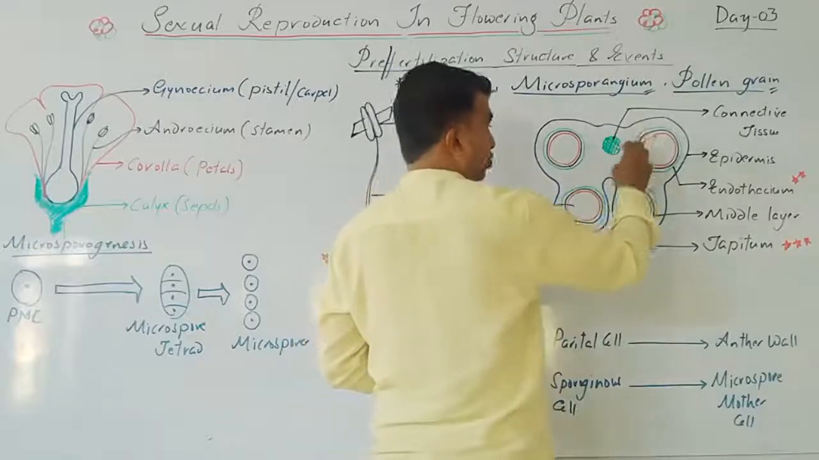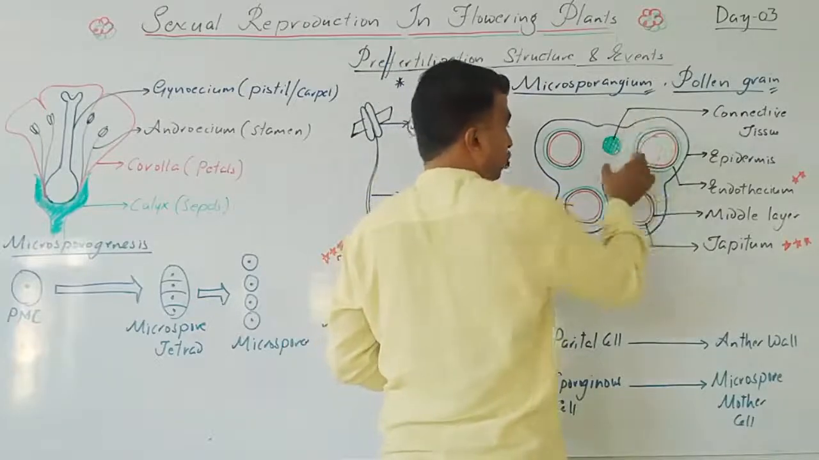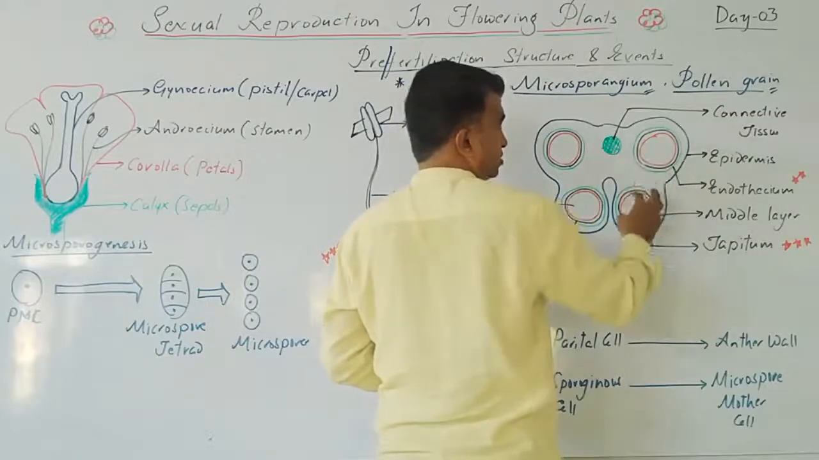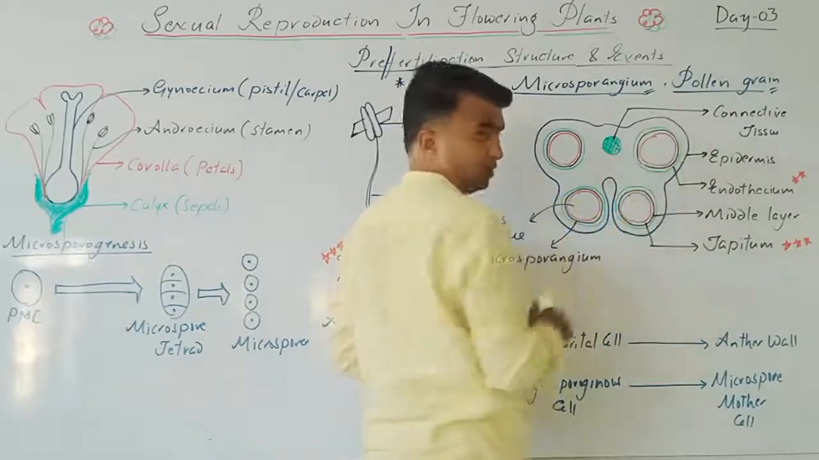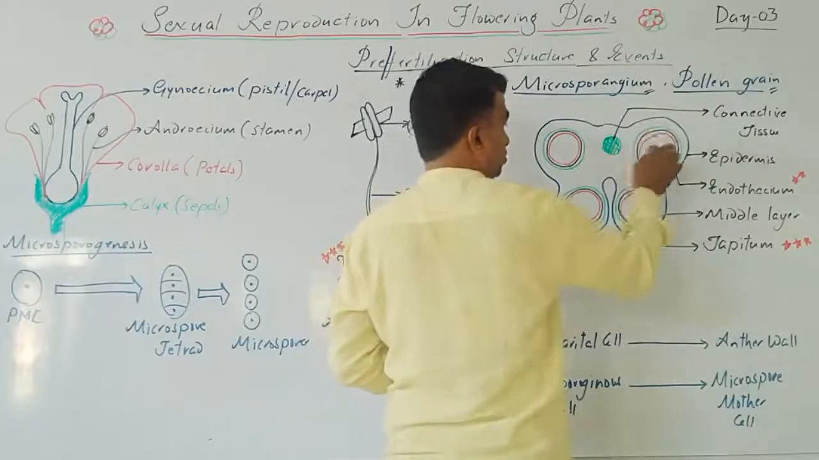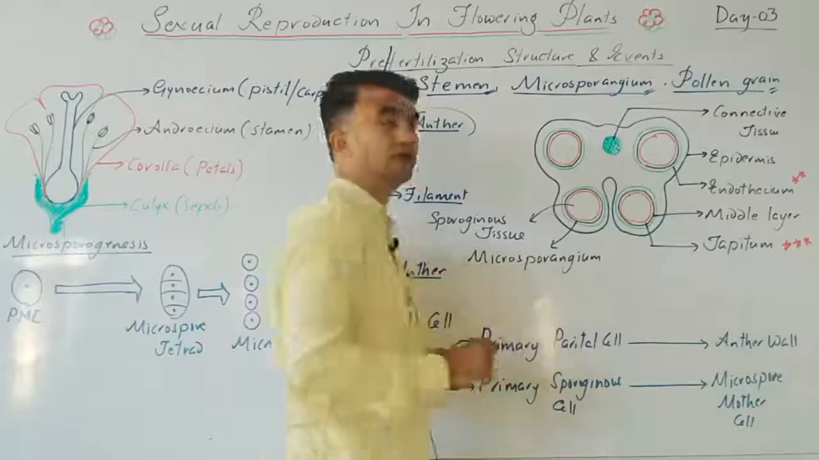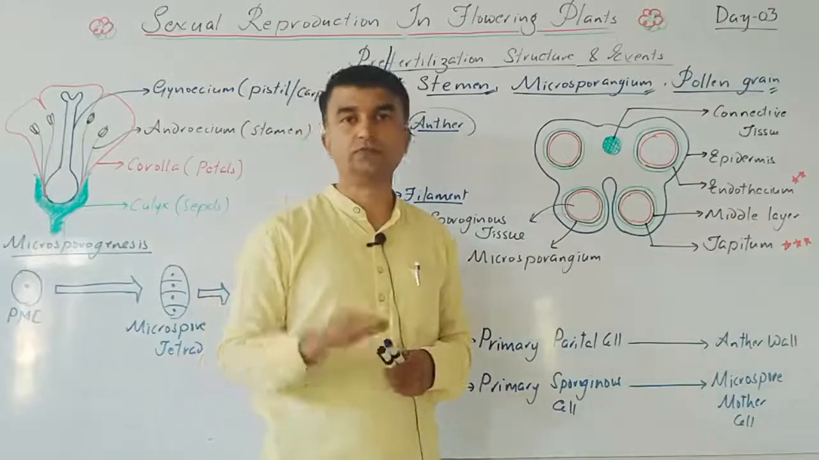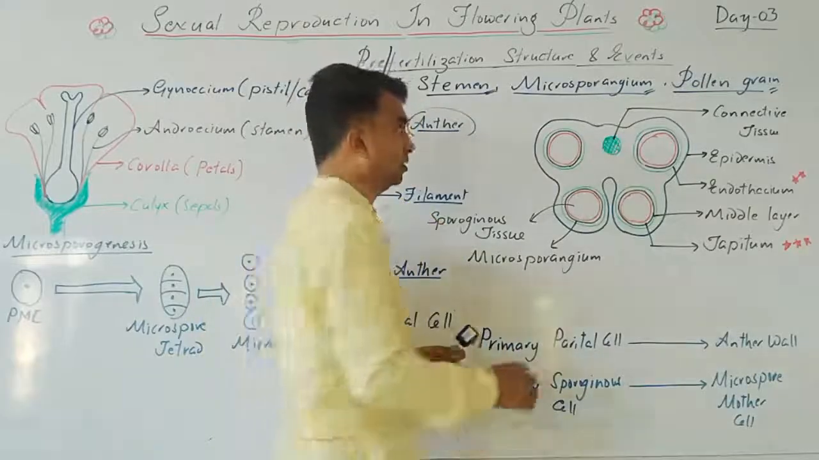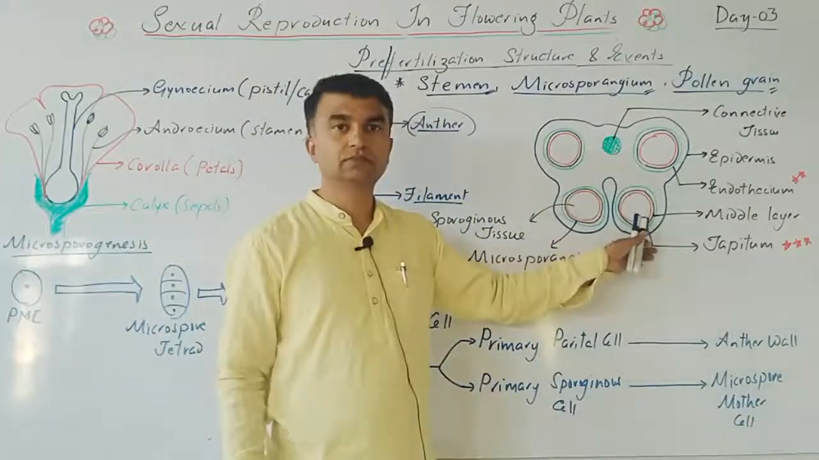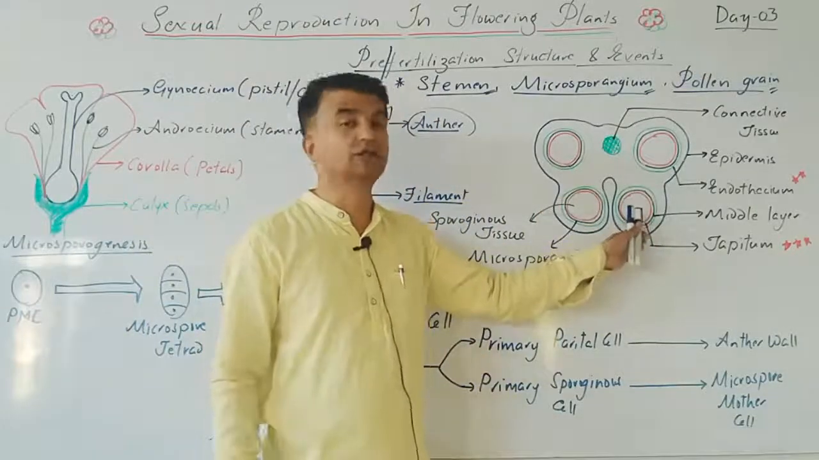Bilobed means it has two lobes. This is one lobe, this is one lobe, and each lobe consists of two thecae, this one and this one. So in each lobe two microsporangia are there. That is why it is collectively a tetrasporangiate structure, with four microsporangia. This is the young anther. Now how is this structure formed?